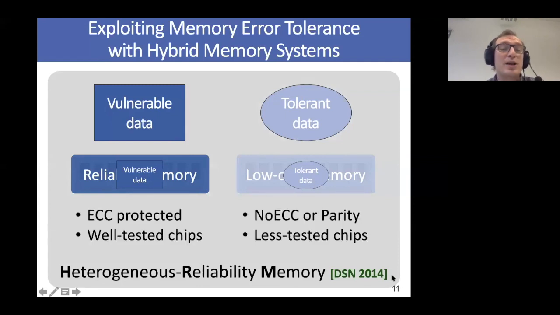And then, of course, there are many questions. What is this reliable memory? How do you design it? It could be ECC protected, for example, error correcting code protected. It could be very well-tested chips. But for this low-cost memory, maybe you want some detection of errors so that you can satisfy some error rate, fine. But you can now have less tested chips.